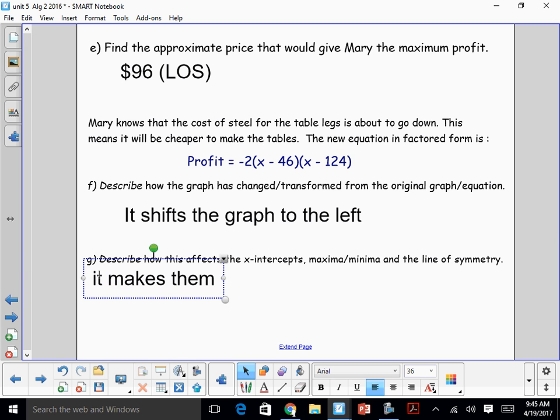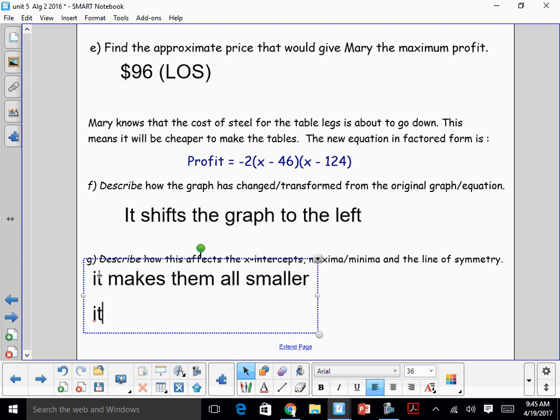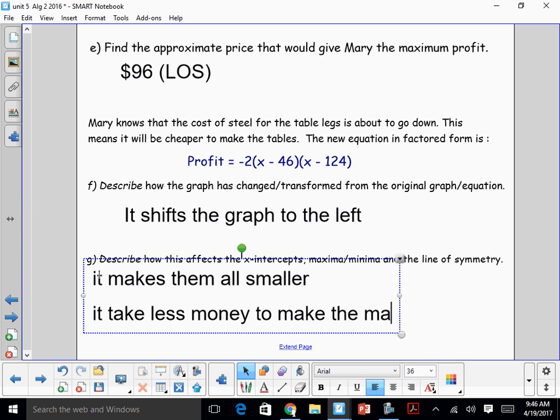Smaller. And what's the other part? It takes less money. It takes less money to make a higher profit. It takes less money to make the maximum profit. I'm gonna put less price. It takes less price, just so the word price and profit could be in there. If you put money, it'd be fine, but I'm gonna put price just so it goes with the other.